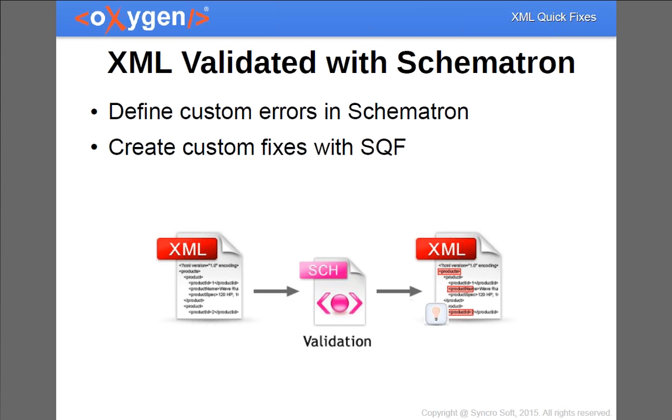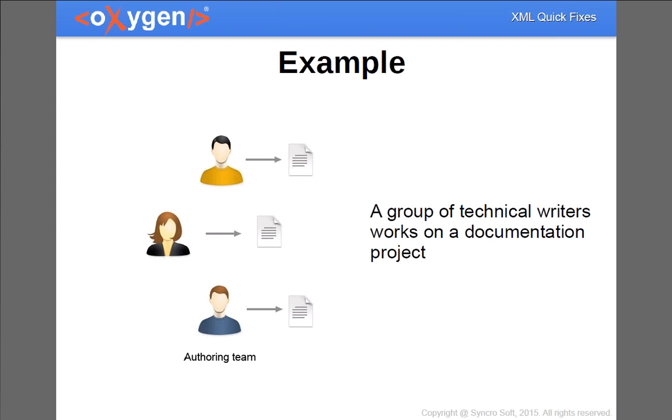Next, let's see the validation against the Schematron schema. So in Schematron, you can define custom errors, and you need to also define custom fixes. And you can do this with the Schematron Quick Fix language, or SQF for short. I chose a simple example here.